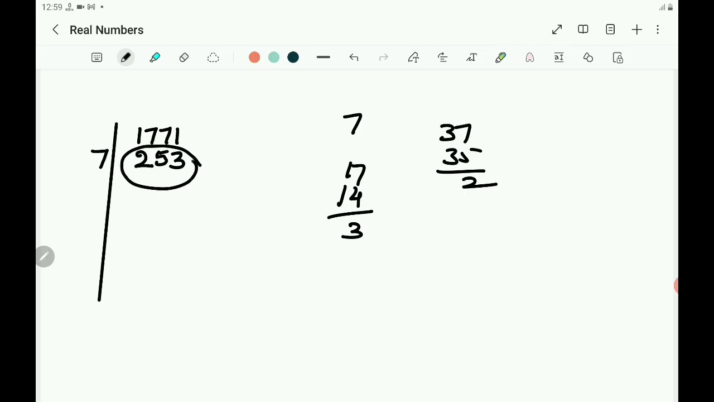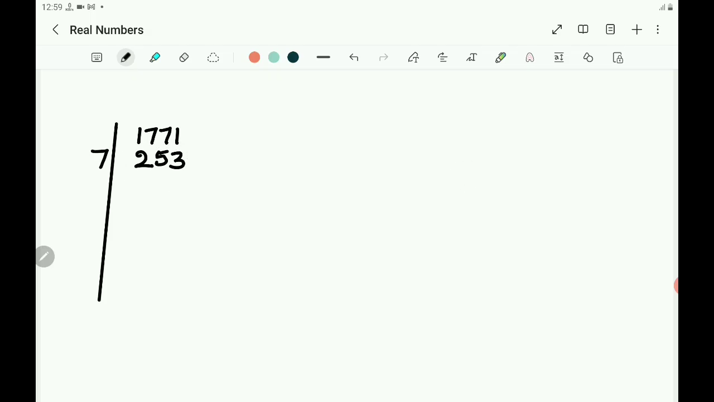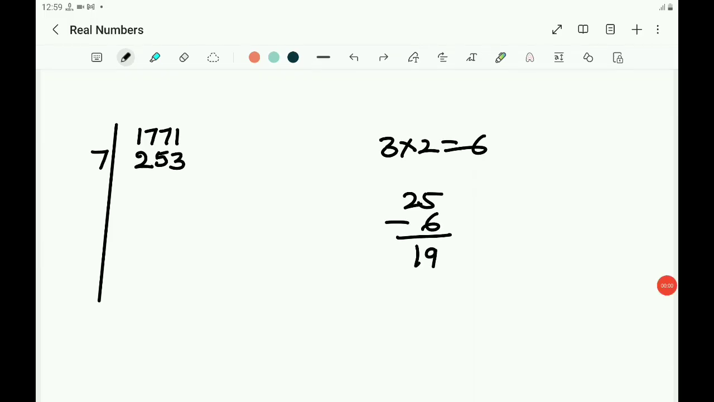Again try to divide by 7 if it is possible. First try to find out whether it is divisible by 7 or not. Again follow the same tricks. 3 twos are 6. Take 25. 25 minus 6. What you got? 19. 19 is not divisible by 7. Therefore, this whole number 253 is also not divisible by 7.